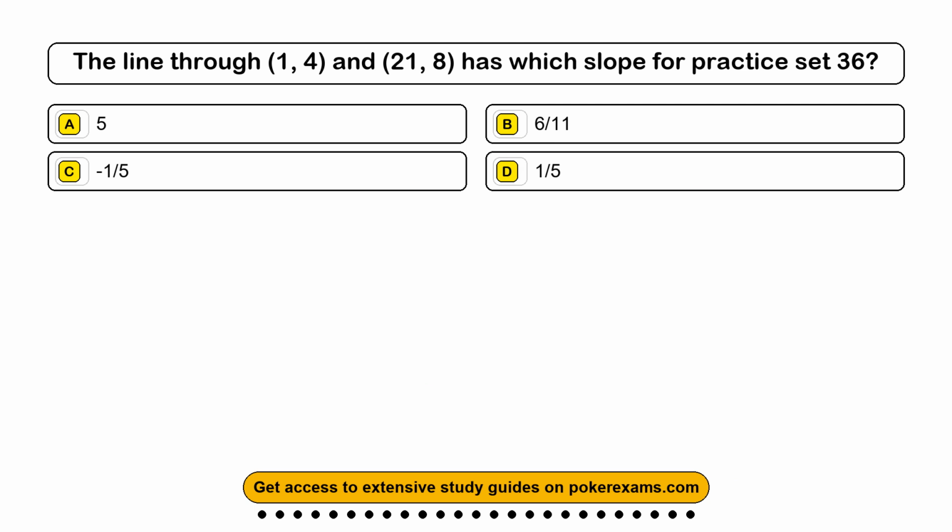Question 13. The line through 1, 4, and 21, 8, has which slope for practice set 36? Option A, 5. Option B, 6/11. Option C, minus 1/5. Option D, 1/5.